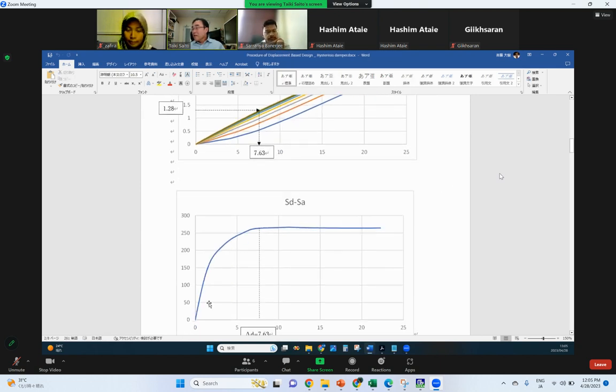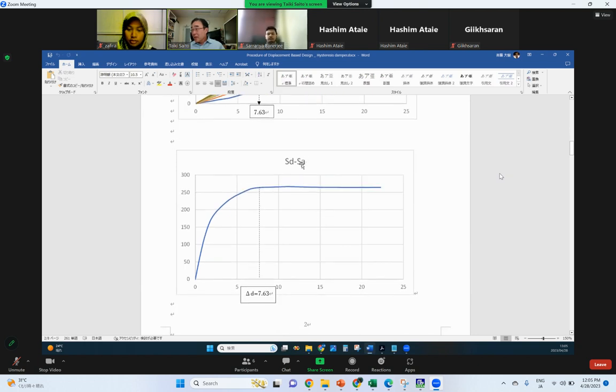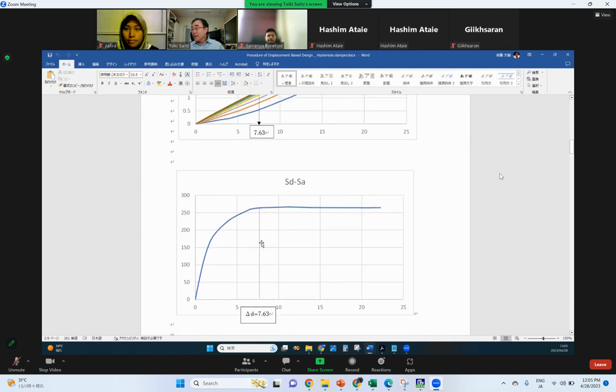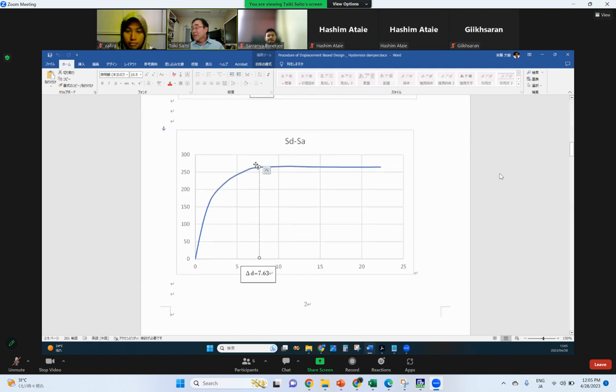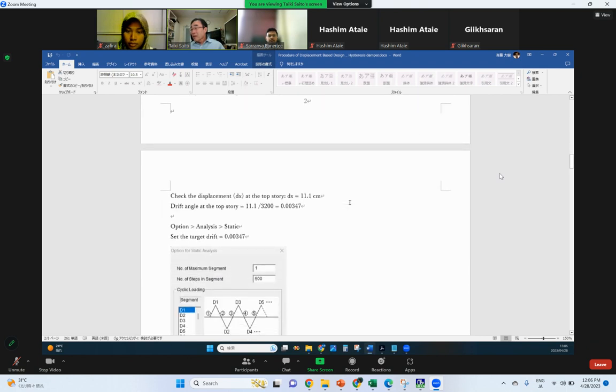And this is the relationship of single degree of freedom deformation and shear force. Shear force divided by equivalent mass, so this is the acceleration. Anyway, 7.63 is this point here. So this is our target. So we want to design this building under a large earthquake so that the deformation is less than this target.